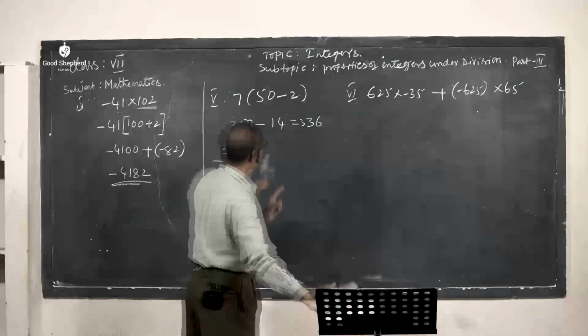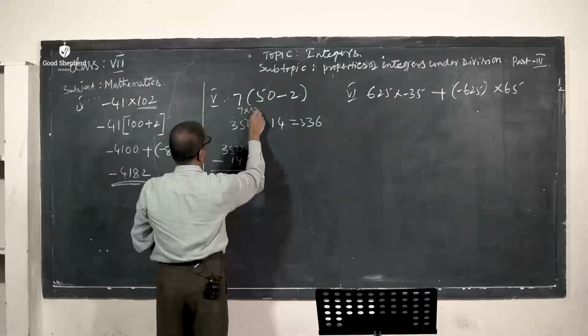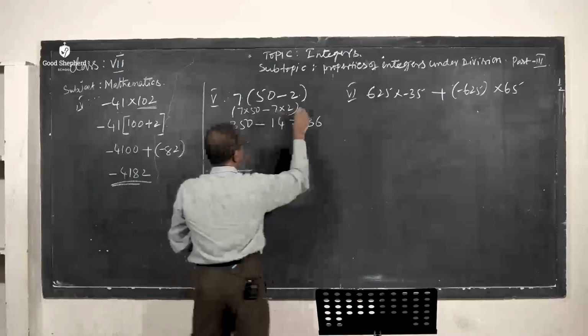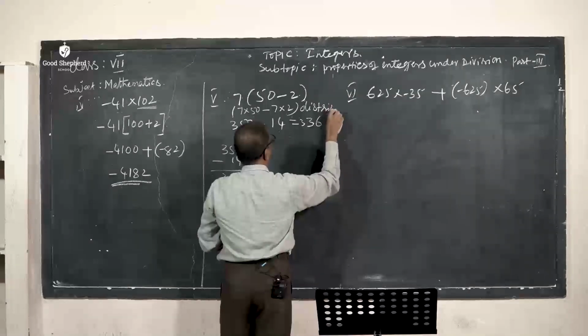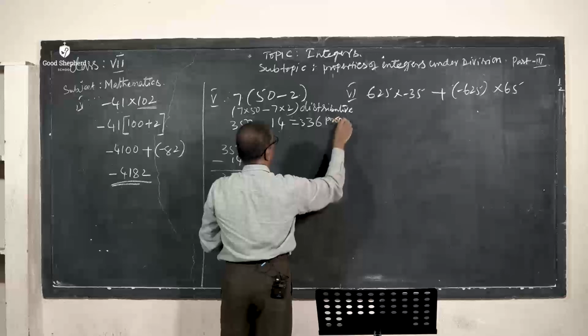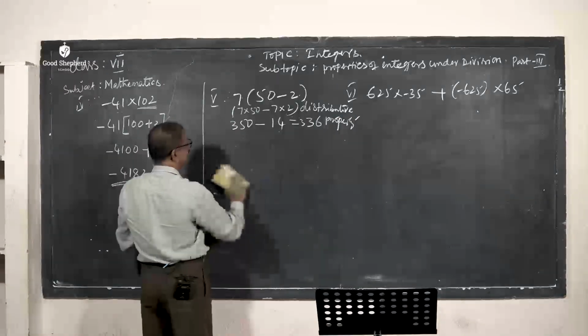And by using the 2 different properties, what property did I use here? 7 into 50 minus 7 into 2. This is nothing but the distributive property. By using the distributive property, I got 336.